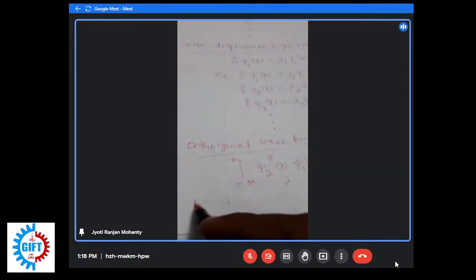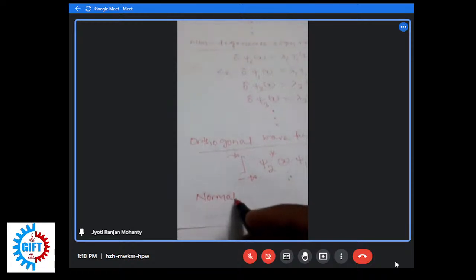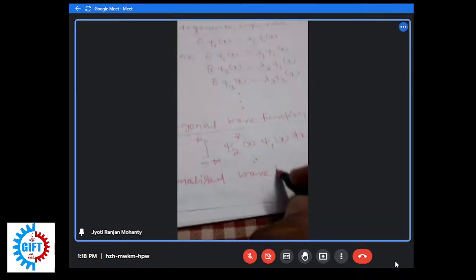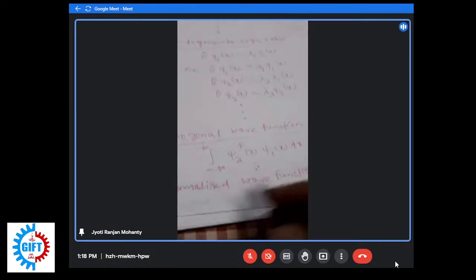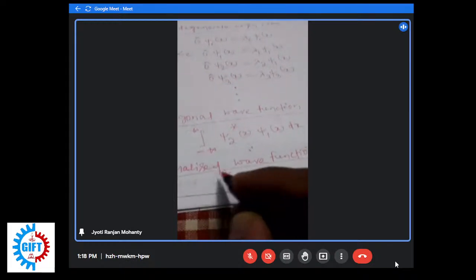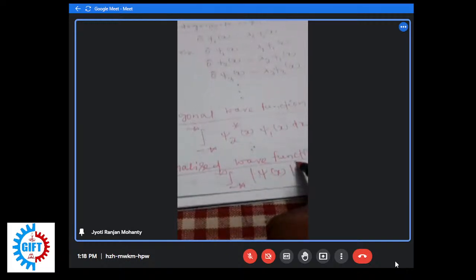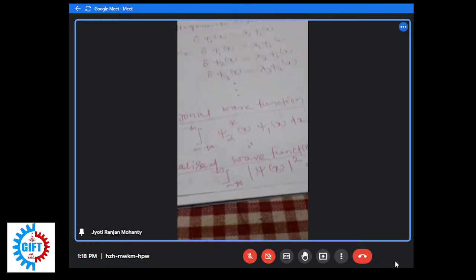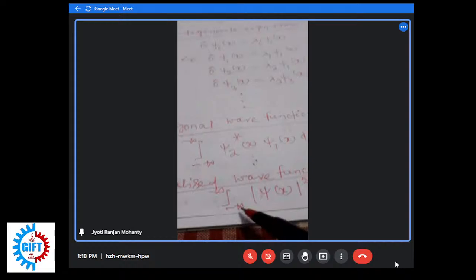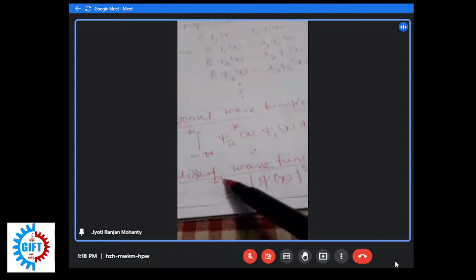Okay? So next write normalized wave function. What is a normalized wave function? Write: a wave function is said to be normalized if the integration from minus infinity to plus infinity of psi x mod square dx is equal to 1.